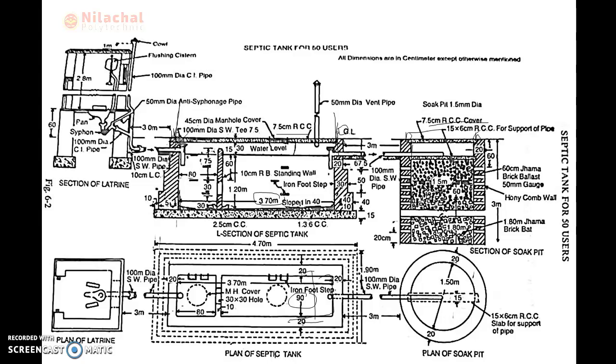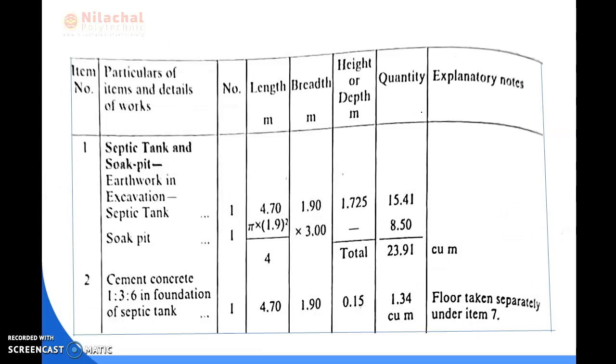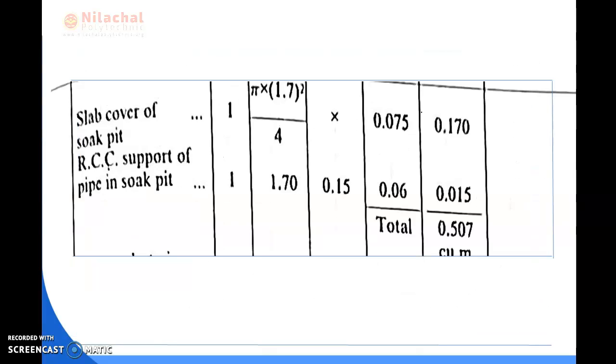Then we define the area. Then what is the thickness of RCC slab? 7.5 centimeter here, right? Here also the same. So thickness is 0.075. Then we get the quantity, right? So pi into 1.70 square by 4 into 0.075, it is equal to 0.170 cubic.